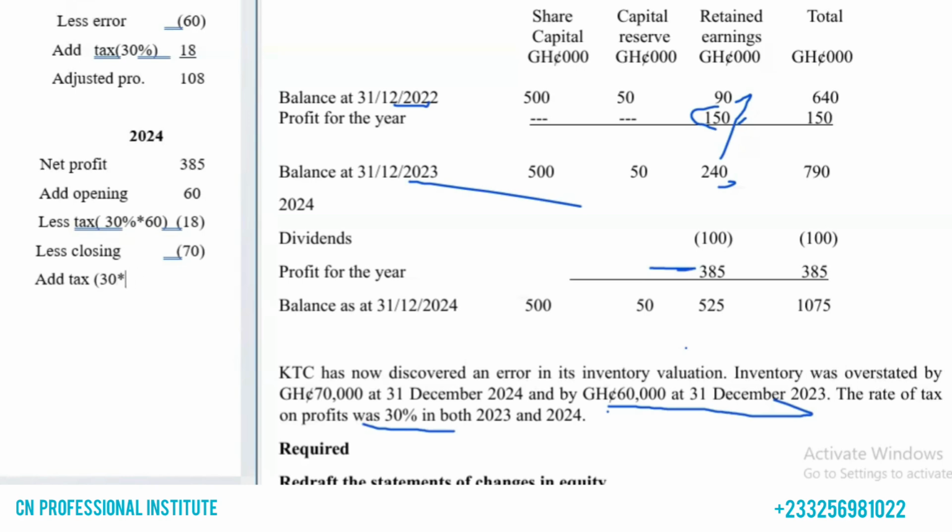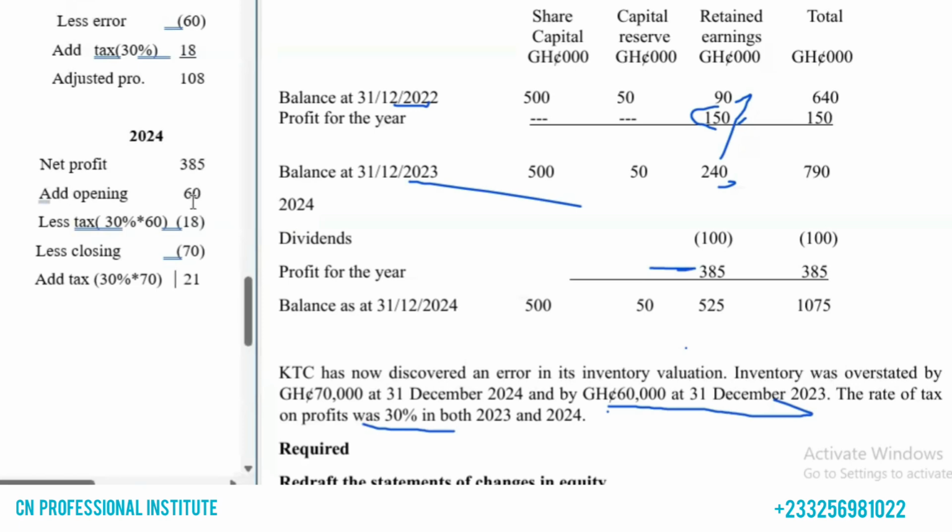So 30% by 70,000, and that will give us 21. So you have to add 21. Okay. Somebody can find the net.